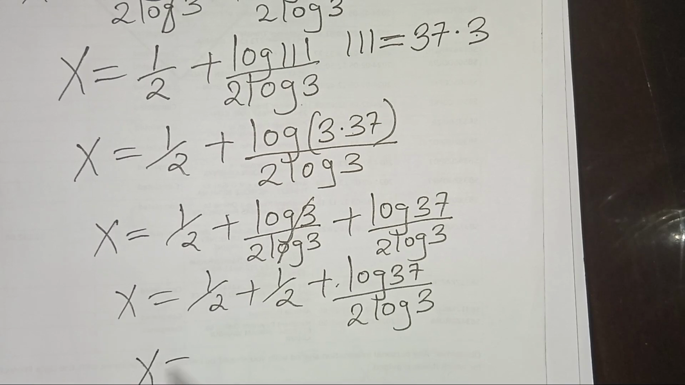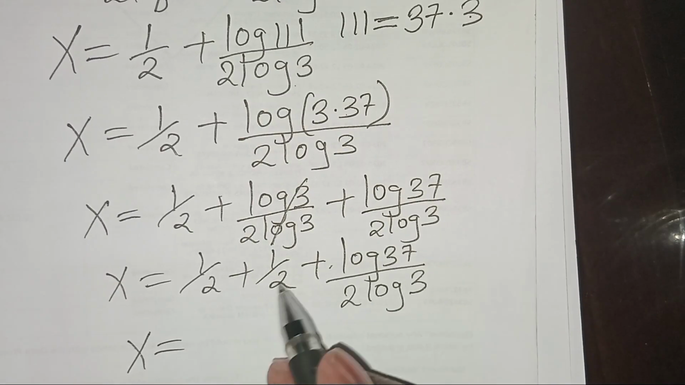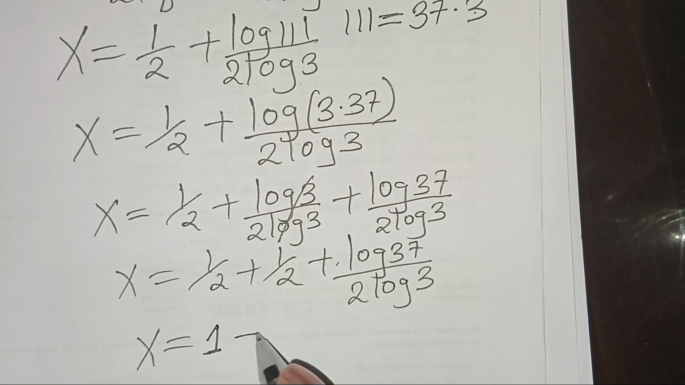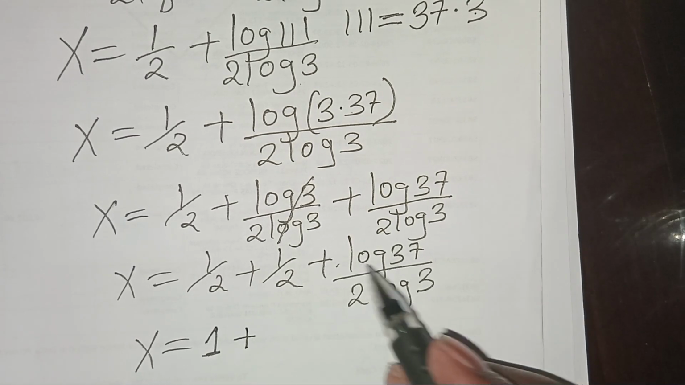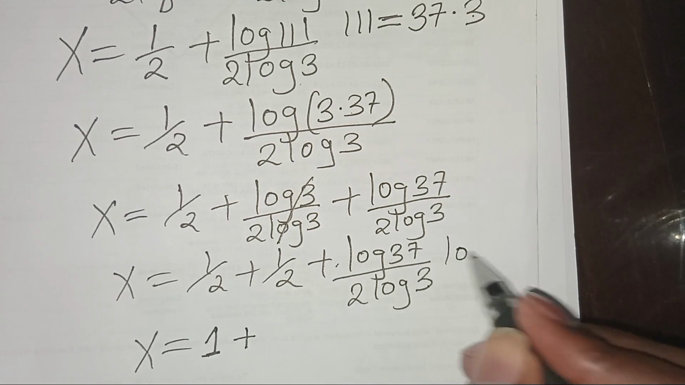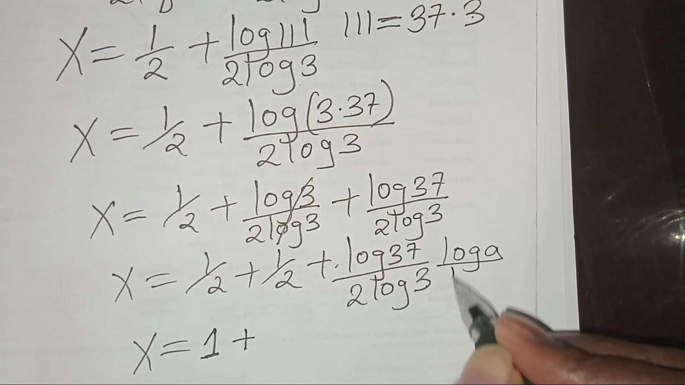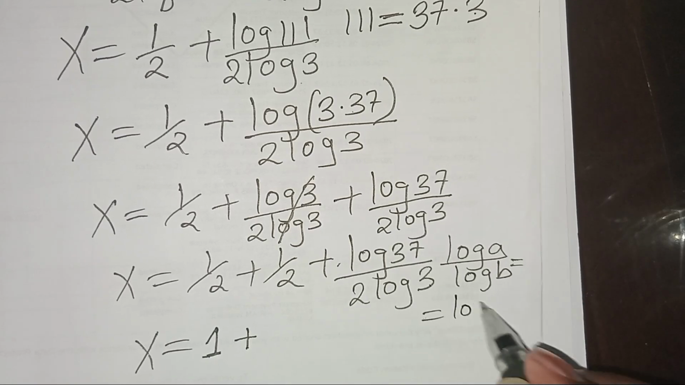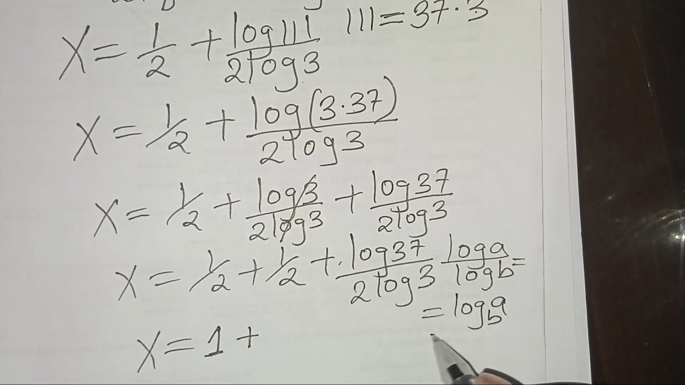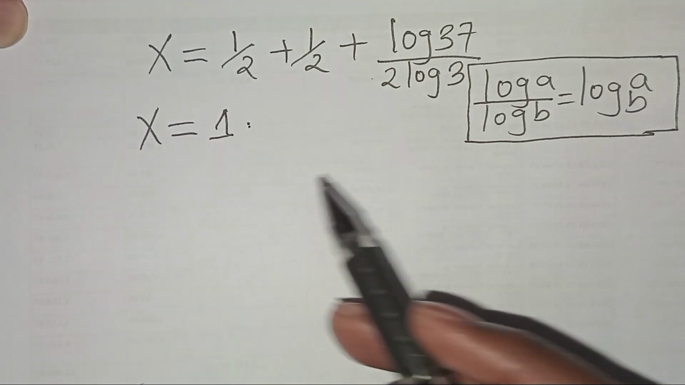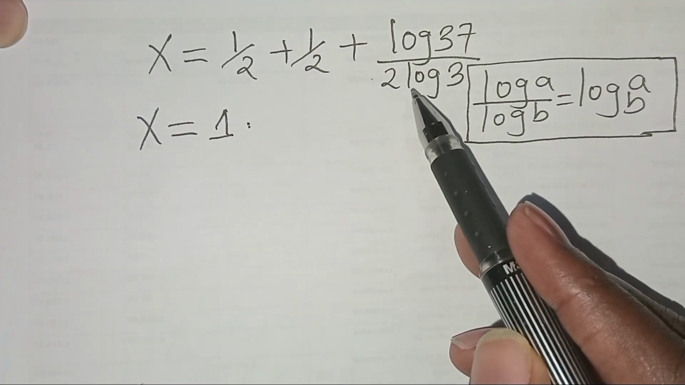So here the value of x is equal to a half plus a half. This is essentially equal to 1. So this is 1 plus log 37 divided by 2 log 3. This essentially is in the form of log a divided by log b, which we can express as log a to base b. So applying this logarithm, we have a half plus a half, which is 1, plus log 37 divided by log 3.